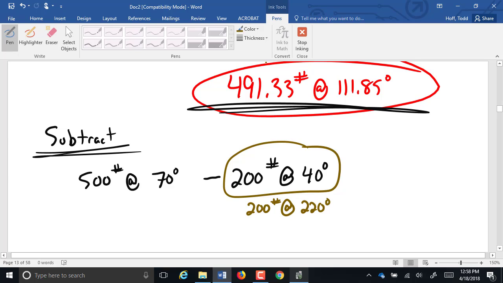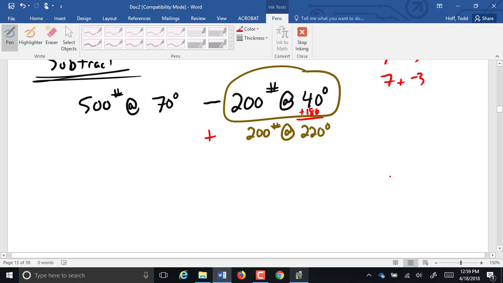Where did I get the 220? Either add or subtract 180 from the angle. So it was 40, so I added 180. And now it would be adding, just like adding the opposite. Just like when I had 7 minus 3, I could change it into 7 plus a negative 3. Same thing. I added the inverse of 3 instead of subtracting 3. Well, that's exactly what I'm going to do here. 500 pounds at 70 degrees, 200 pounds at 220 degrees.